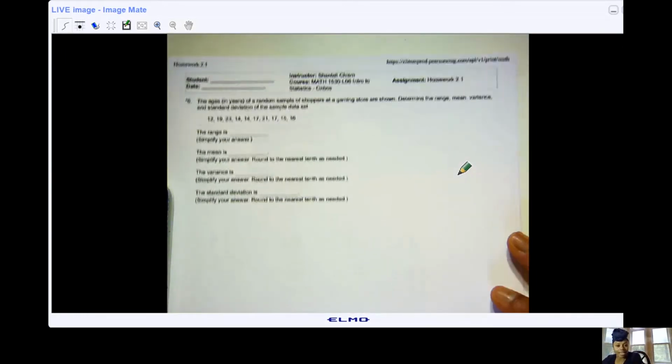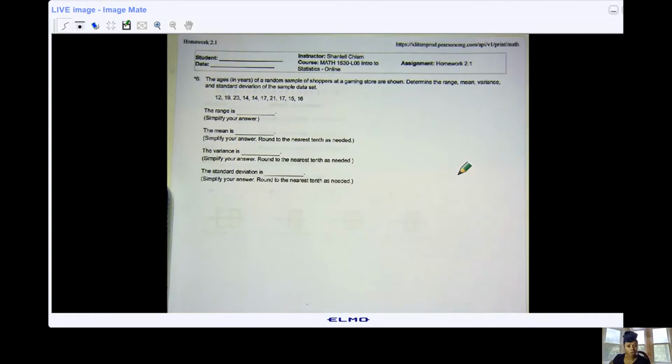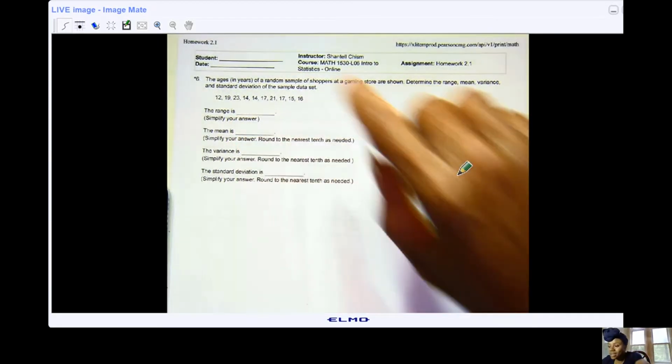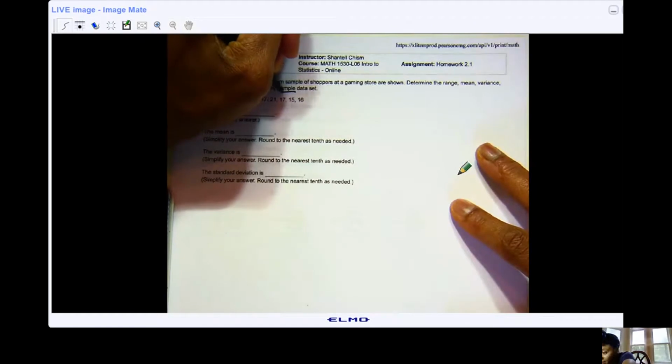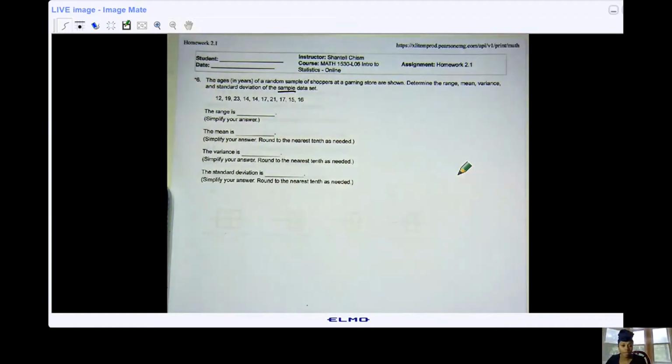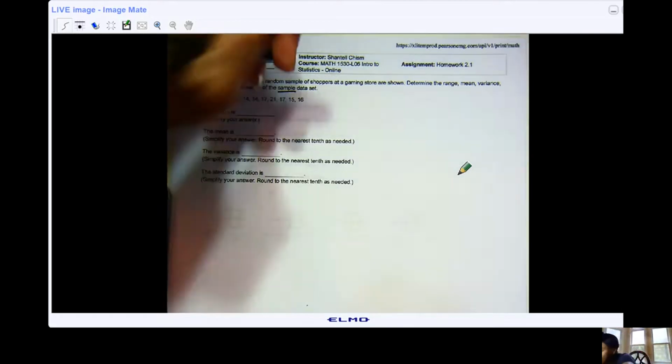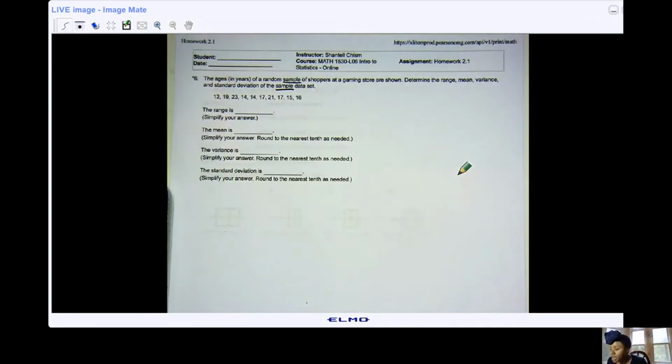All right, let's look at the next one here. So yeah, we definitely want to do this one as well. Even though it's asking for the same values, this is a sample this time, okay? So here it says the ages in years of a random sample of shoppers at a gaming store are shown. Determine the range, mean, variance, and standard deviation.